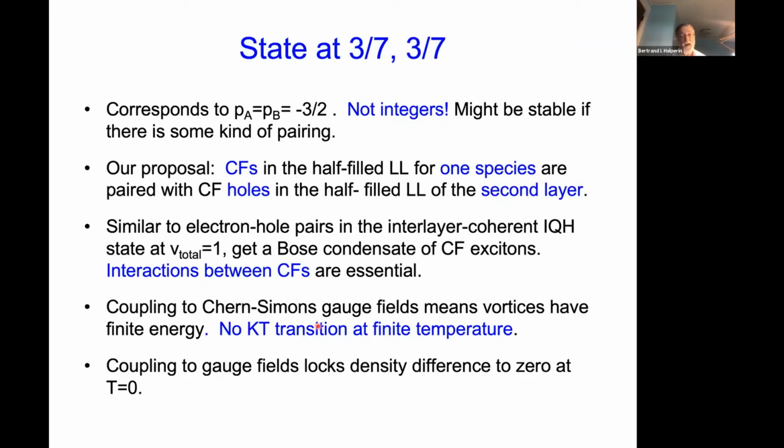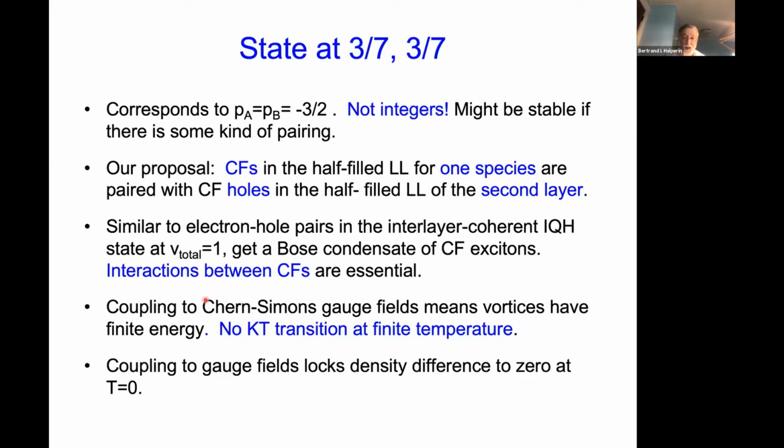And what we find is it works if we assume that there's a pairing interaction between composite fermions in the half-filled Landau levels. There's obviously one half-filled Landau level in each species. If we take a half-filled Landau level for composite fermion electrons in one species, with composite fermion holes in the half-filled Landau level of the second layer, we can get something which looks like a Bose condensate of composite fermion excitons in these partially filled Landau levels, just like we had in the integer quantum Hall state at nu total equals 1. And now we get a new state.